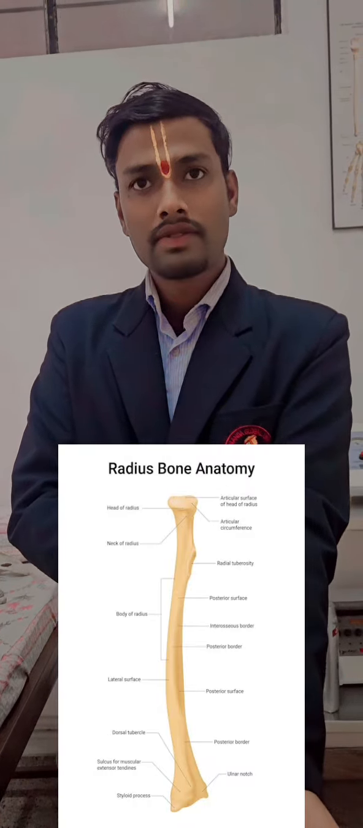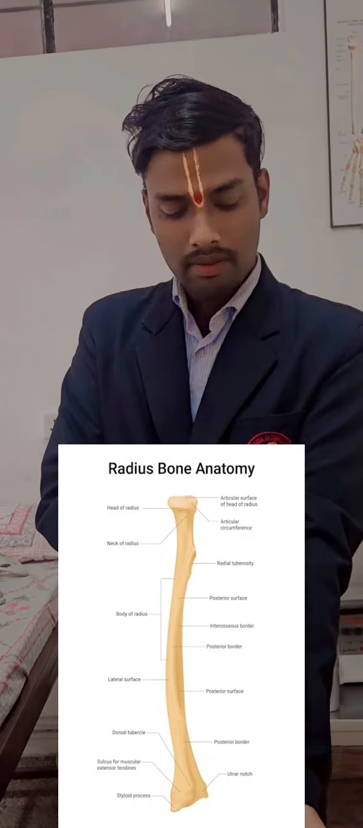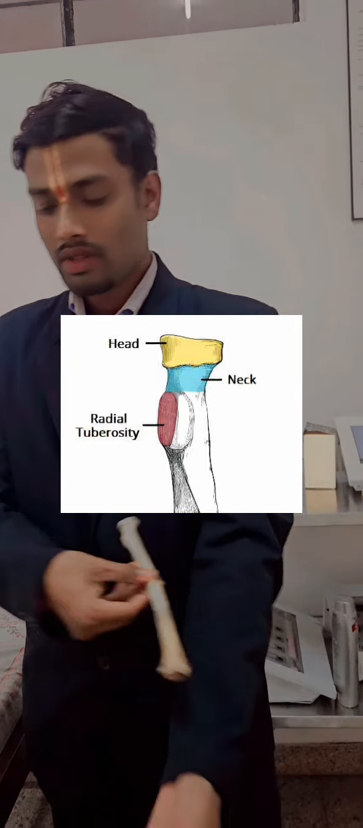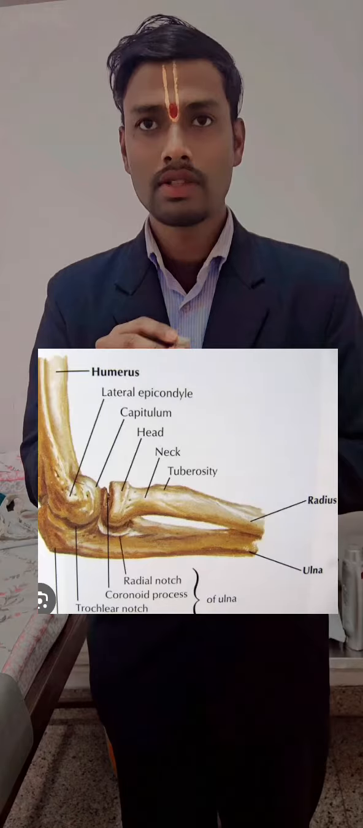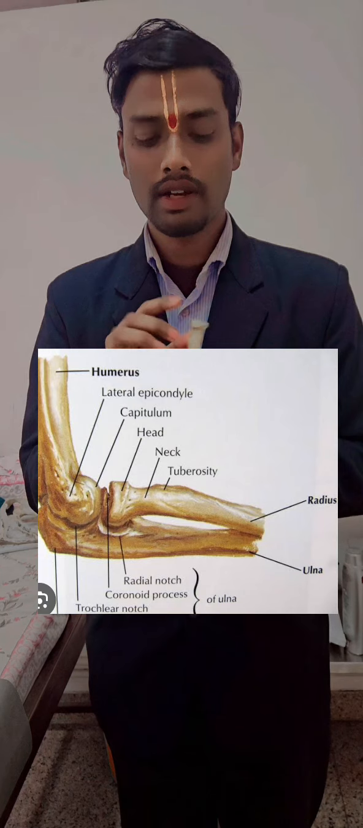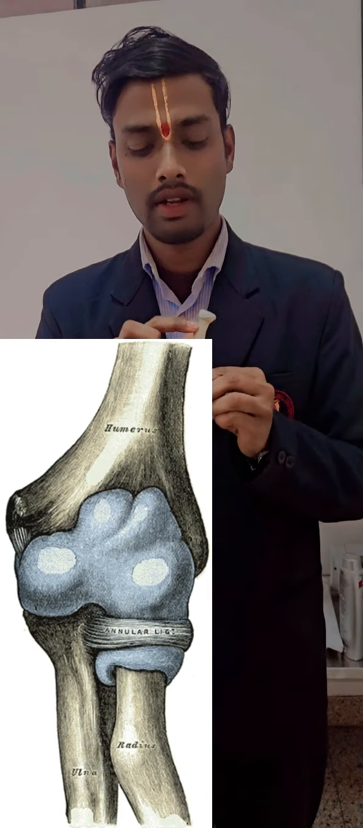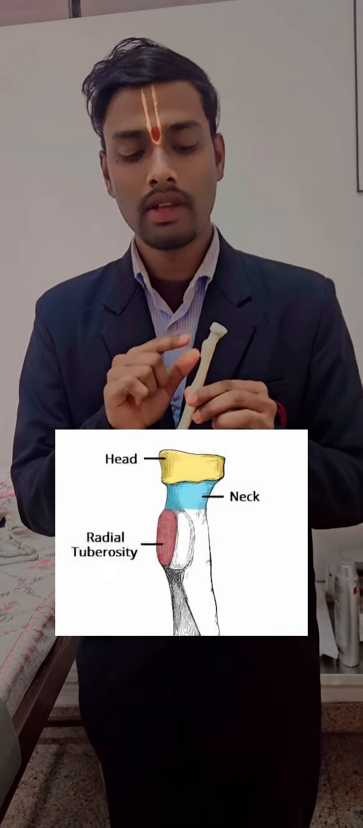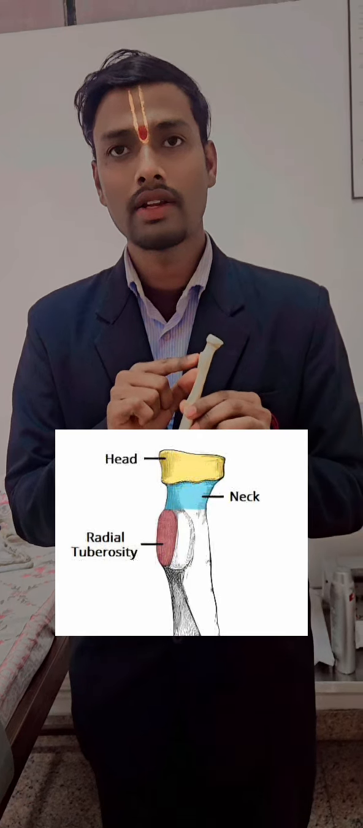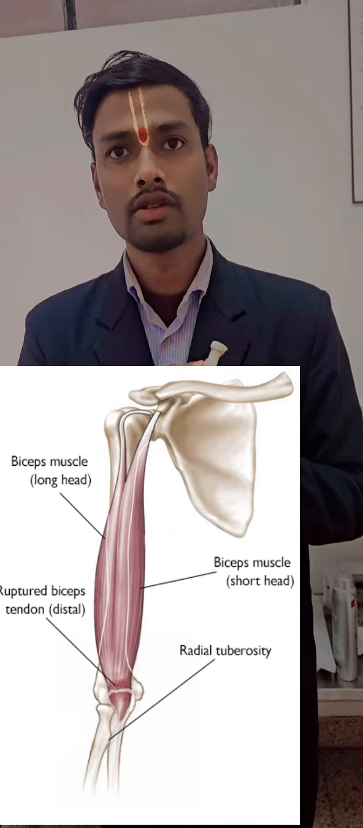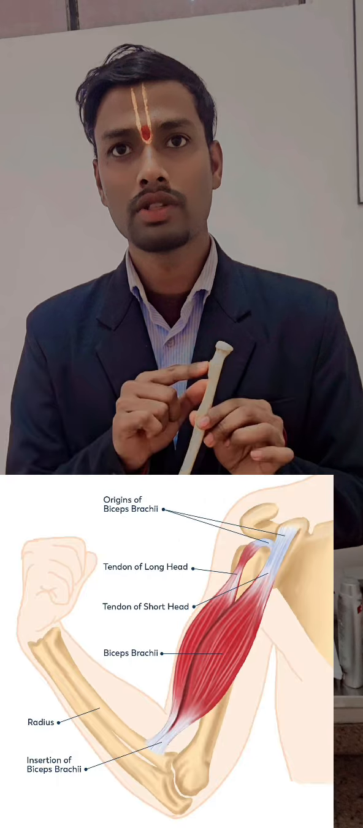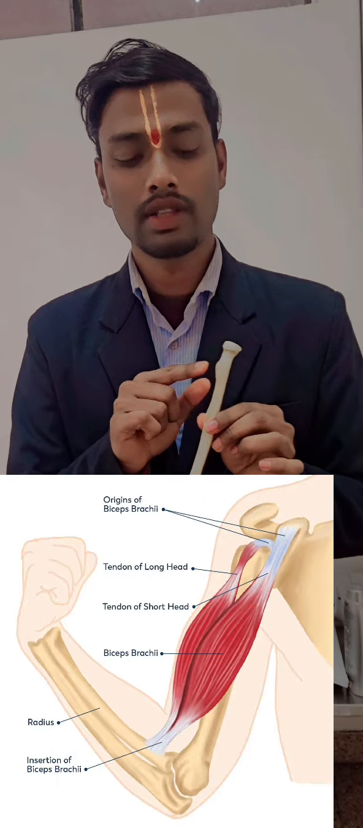The radius consists of a proximal end, shaft, and distal end. Proximal end: the head is disc shaped and articulates with the capitulum of the humerus to make the humeroradial joint, and with the radial notch of the ulna at the proximal radio-ulnar joint. Neck: narrow region just below the head. Radial tuberosity: roughened area on the medial side, provides attachment for the biceps brachii tendon.